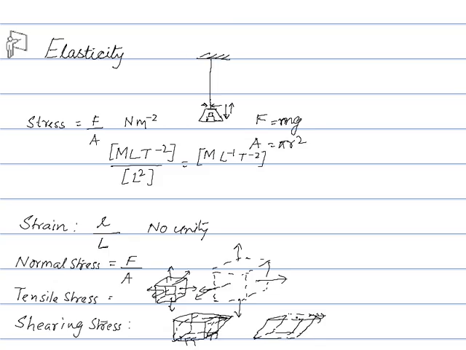Now because of this shearing stress, there is a change in shape of the body. Now depending on the type of stress applied, similarly we can define different types of strain. Like this change in length by original length is called longitudinal strain. So we have longitudinal strain.